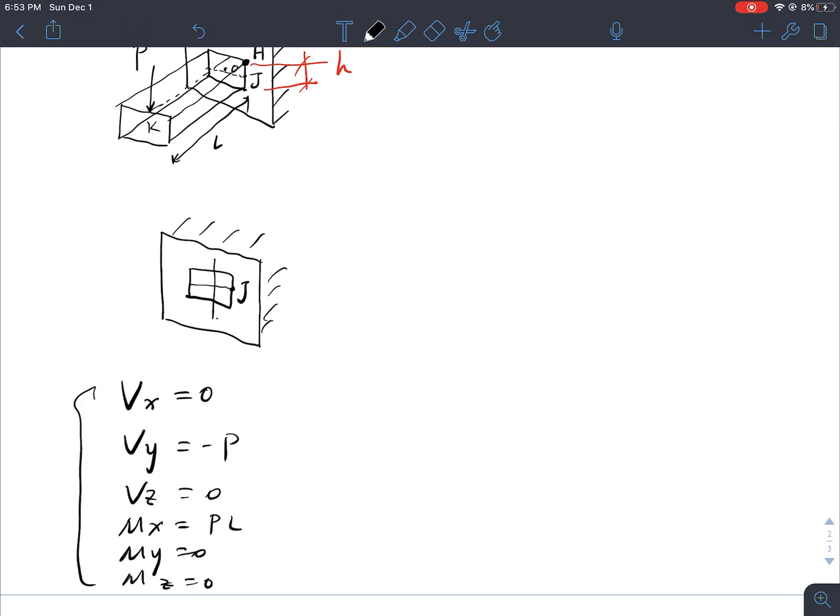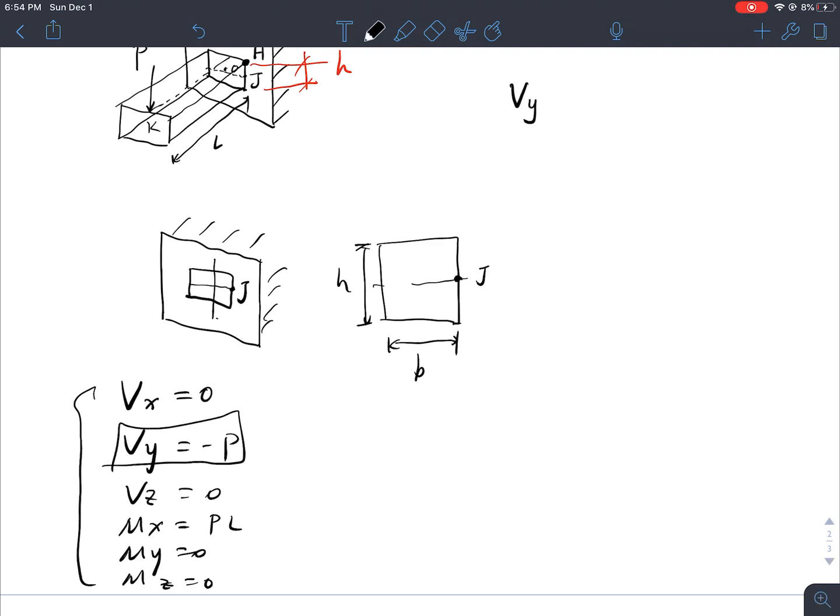Okay, so with that, I would find out the stress at J. Now let's take a look. So the section is rectangular, has a width of b, height of h, and J is right in the middle here. Okay, so what type of stress will I see here? First of all, let's see what type of stress will be generated from Vy. That's the only non-zero element.